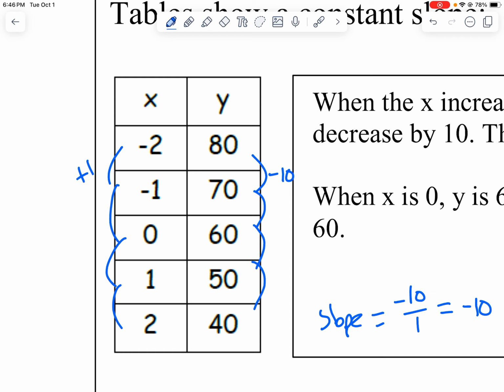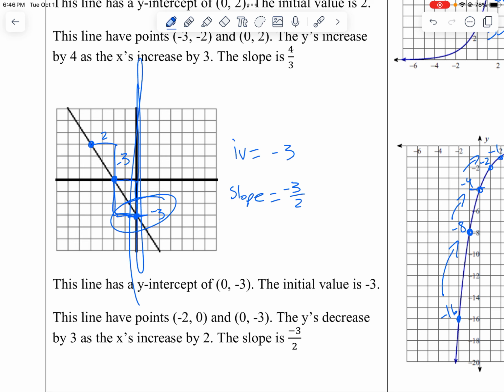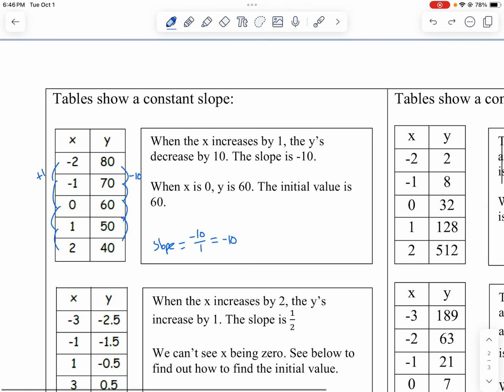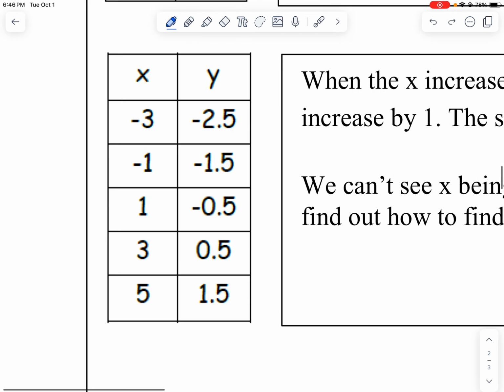If I want to find my initial value, though, on a graph, it's pretty easy to tell. It's where it hits the y-axis. But you have to remember that this has an x value that goes with it, and that x value is 0. And so when I'm looking at a table, what I want to do is look through my x's and find 0. And my initial value is going to be the y value that goes with it. And so in this case, on this table, my initial value is going to be 60, because 0, 60 is the point in there. Let's look at another table here.